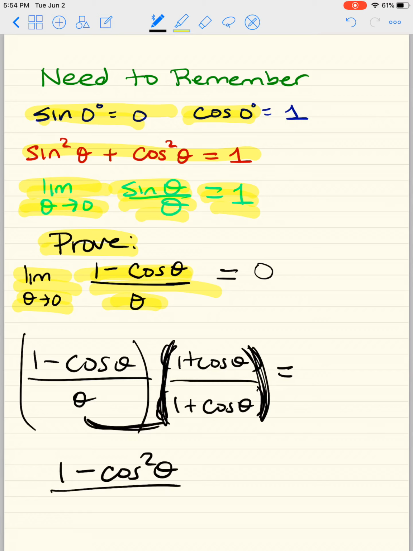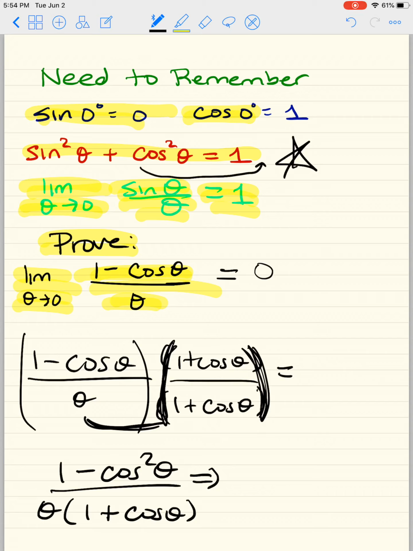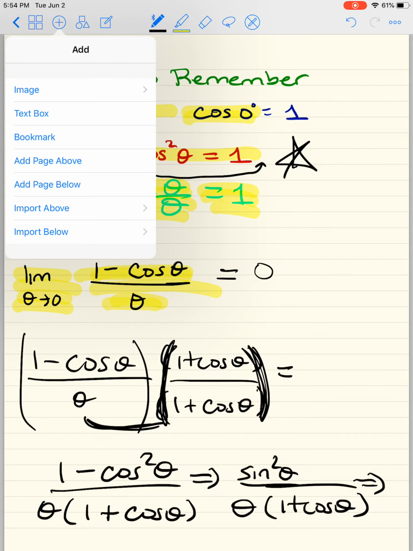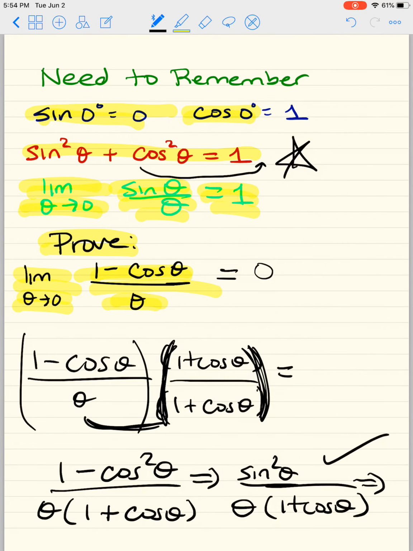On the bottom, I'm not going to distribute. I'm just going to leave it like this. If you take a look up here, where I put this black star, 1 minus cosine squared theta, if you move the cosine squared to the other side, you'll get that it's equal to sine squared theta. So from there, I'm going to go to a new page and split this up. I have sine squared theta, which can be written as sine theta times sine theta, right? So that's this guy right here.